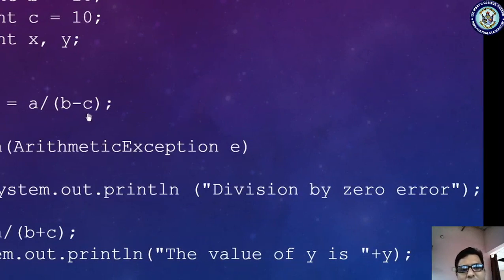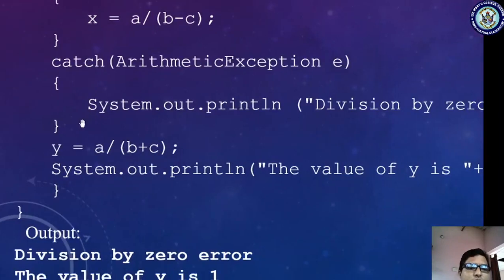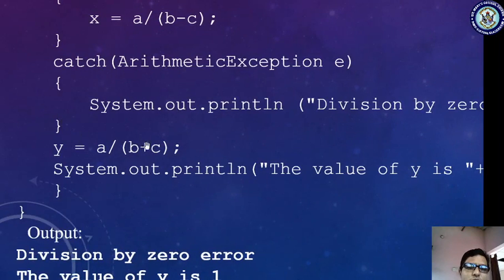Suppose you do not know which kind of error it is. If you just give e, it will show the system-specified error. Got it? You will come to know what that error is. Now I'm writing y is equal to a by b plus c, and here it will show the value of y is 1. The value of a is 20, and b plus c is 20, so y is 1. In the last program it was not shown. Here it will execute this part as well as the earlier part.